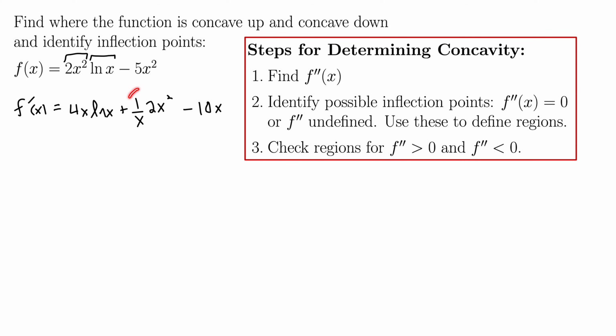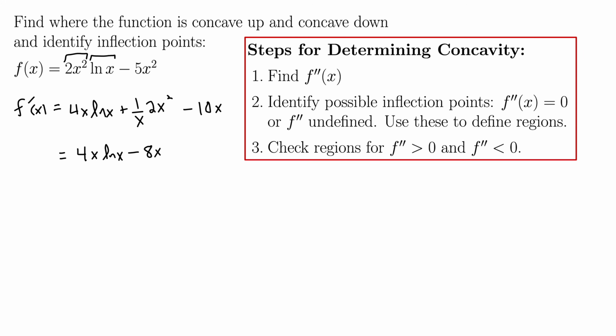Okay, well, we can clean this up a little bit. Note that this middle term is simply 2x. 2x minus 10x is then 8x, leaving us with a first derivative of 4x natural log x minus 8x.